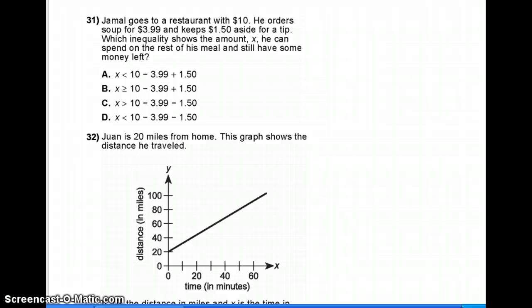Number 31, Jamal goes to a restaurant with $10. He orders soup for $3.99 and keeps $1.50 aside for a tip. Which inequality shows the amount x he can spend on the rest of his meal and still have some money left?